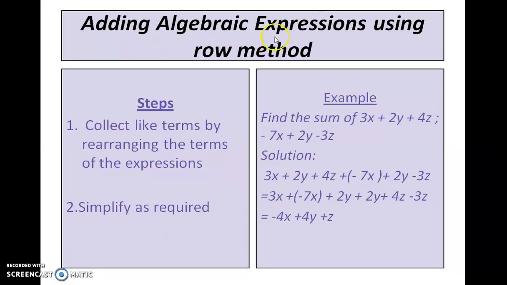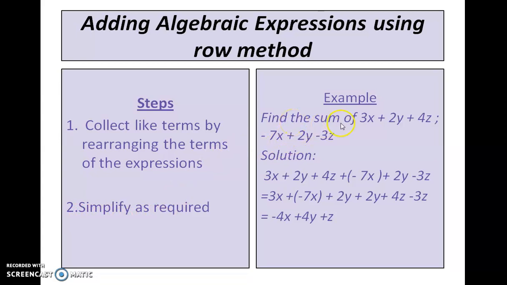Now adding algebraic expressions using the row method. Now we will be discussing about binomials, trinomials and polynomials in general. The first step is collect the like terms by rearranging the terms of the expression and then simplify as required. Now I've taken an example, you will understand it over here.